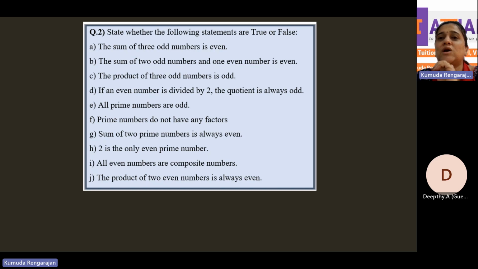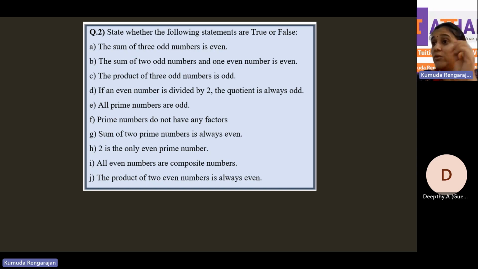1 is neither a prime number nor a composite number because it does not satisfy the definition of either. If 1 should be a prime number, it should have 2 factors, but it has only 1 factor, that is itself. Since it is not a prime number, it cannot be a composite number, which needs more than 2 factors. So 1 is a unique number.